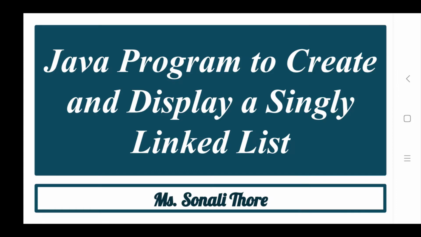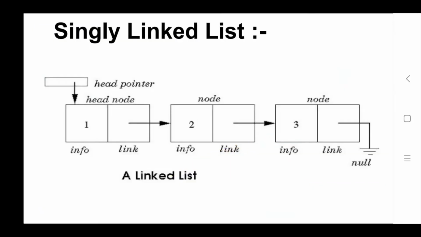This class is an implementation of the linked list data structure, which is a linear data structure where the elements are not stored in contiguous locations and every element is a separate object with a data part and an address part. There are two types of linked list, singly linked list and doubly linked list. I have shown a singly linked list in this figure.